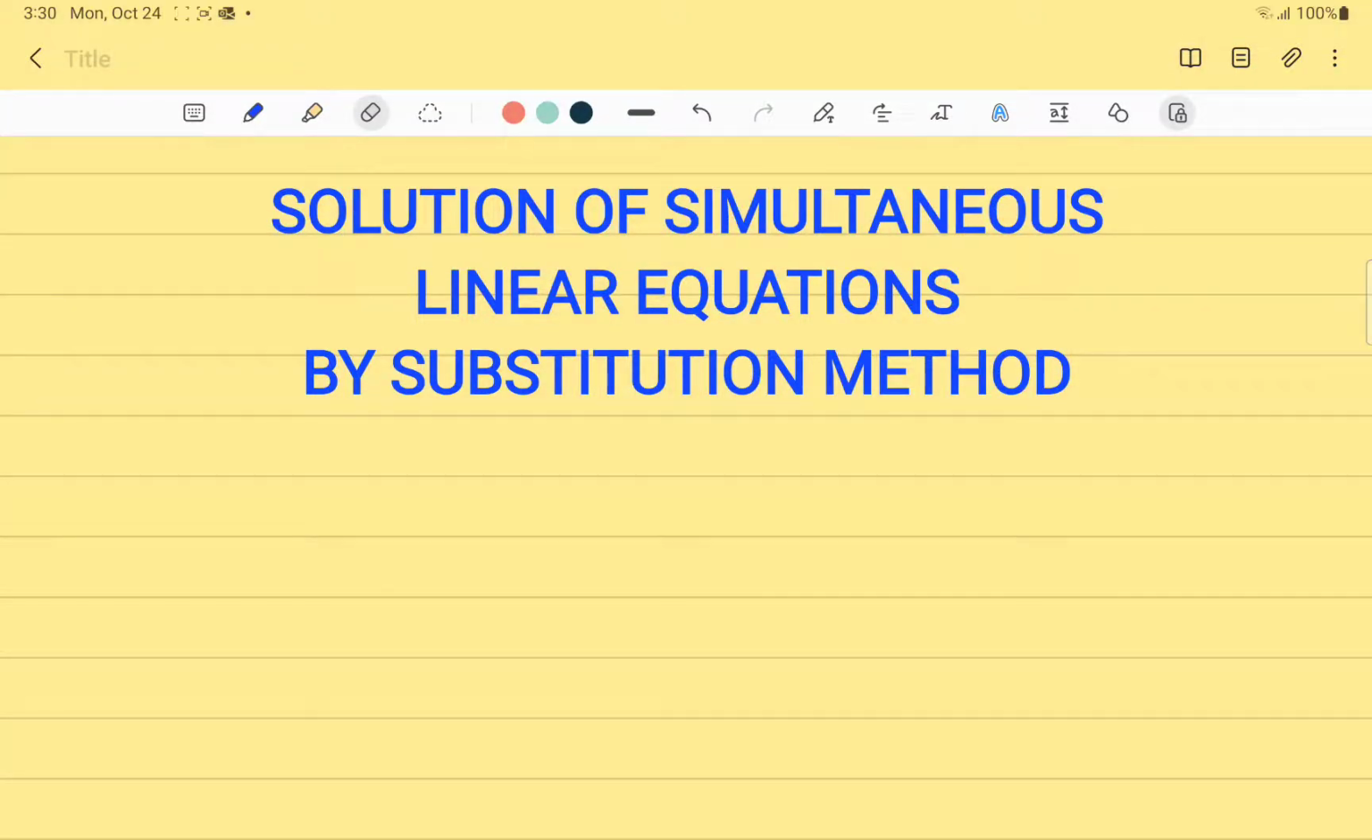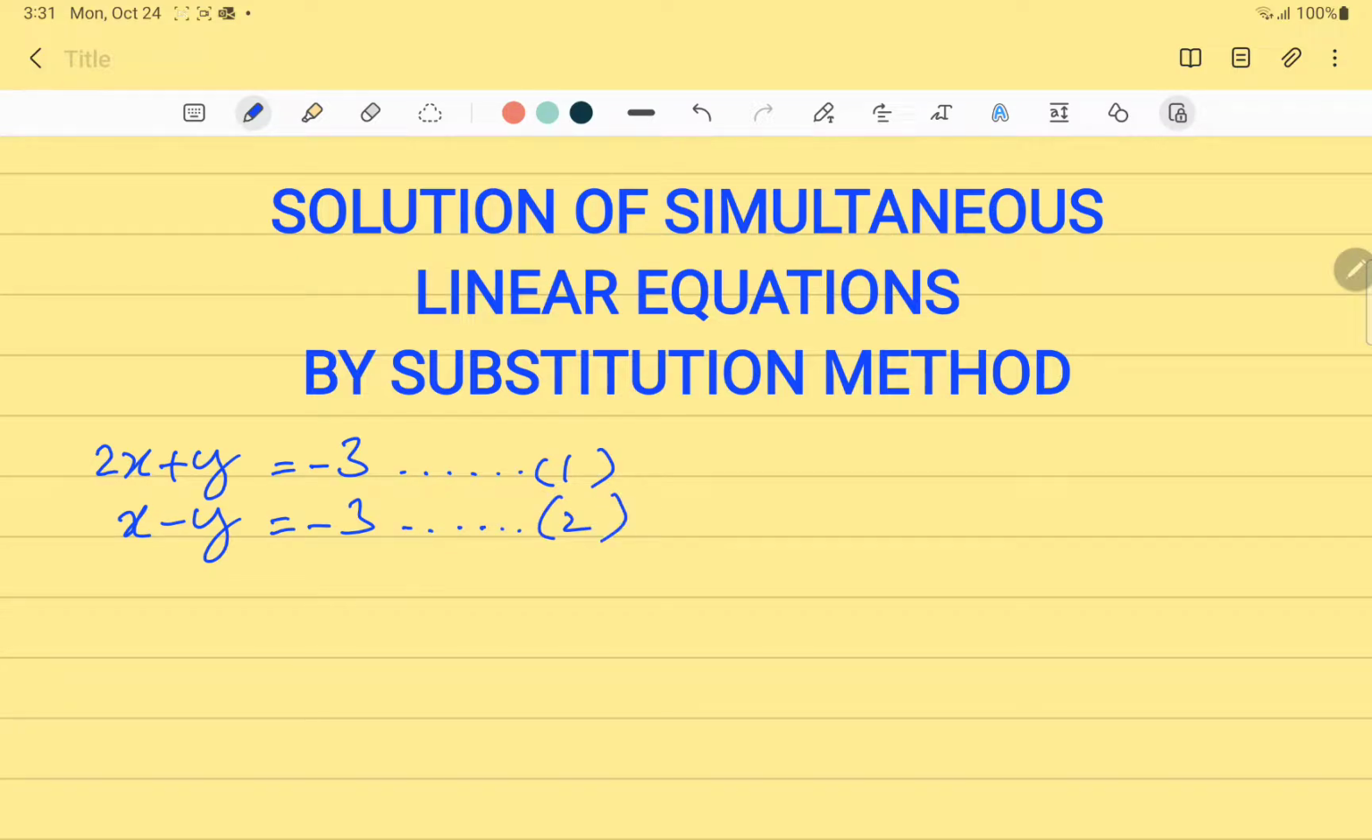In this video, we are going to solve two linear simultaneous equations with the help of substitution method. So our given equations in this question are, the first one is 2x + y = -3. This is the first one. And x - y = -3 again. This is our equation number 2.